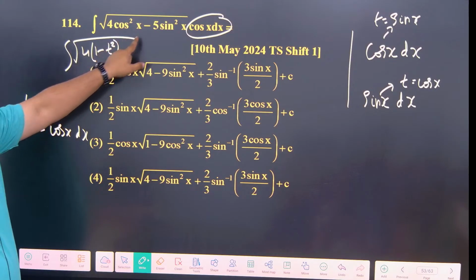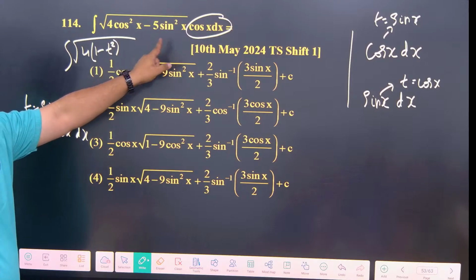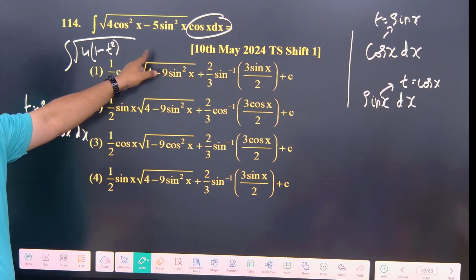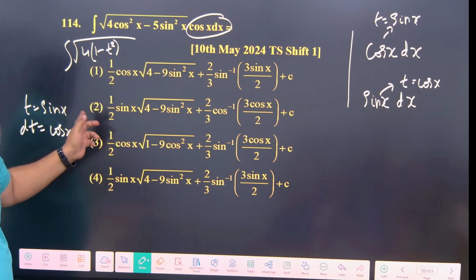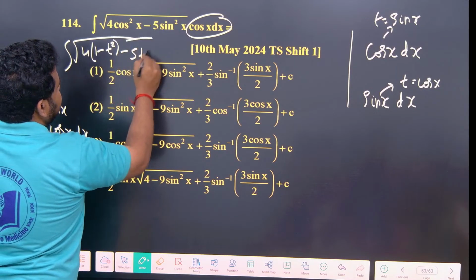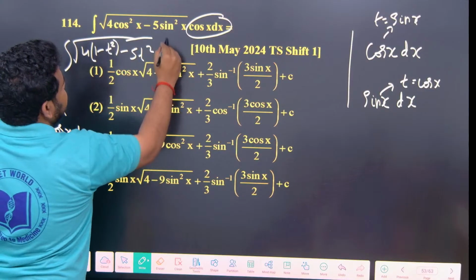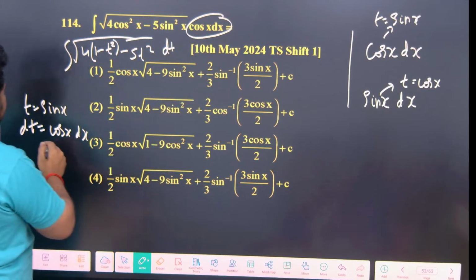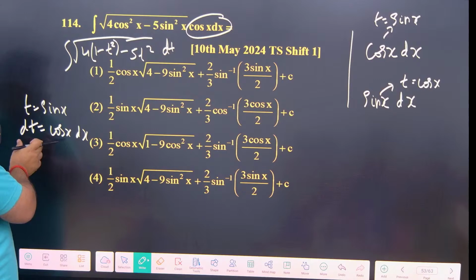Now 5 into sin square x I can write as 5 into t square. If t is sin x, sin square x is t square. So minus 5 into t square. Cos x dx is dt, so directly I have written dt.